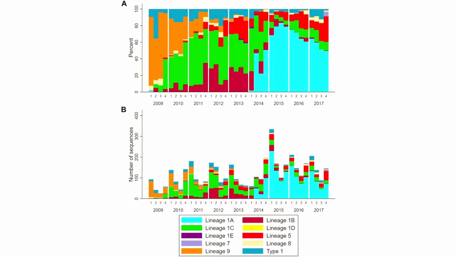This is a disease known as PRRS, porcine reproductive and respiratory syndrome virus.